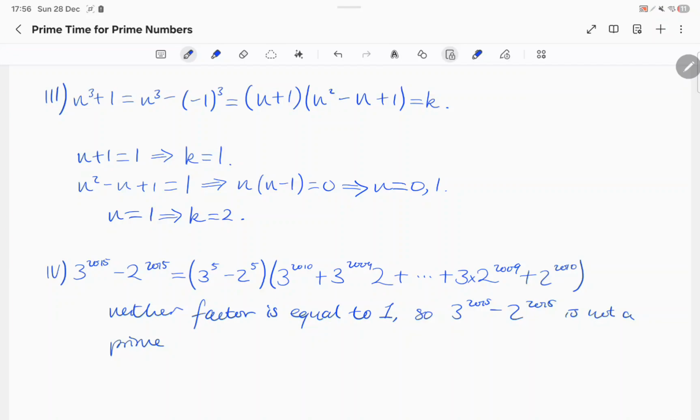Now let's move on to part 4. We can factorize the left-hand side into (3^5 − 2^5) multiplied by (3^2010 + 3^2009 × 2 + ... all the way to ... + 3 × 2^2009 + 2^2010). Neither of these factors is equal to 1, since the right-hand factor is quite large, and the left-hand factor is 243 take away 32. Neither of them are equal to 1, and therefore the left-hand side expression is not a prime.